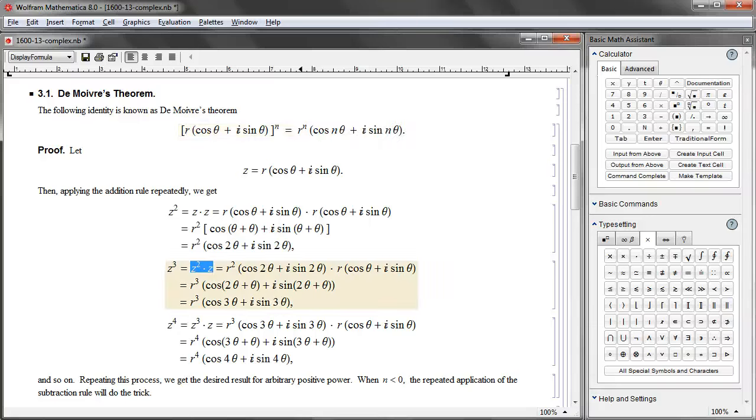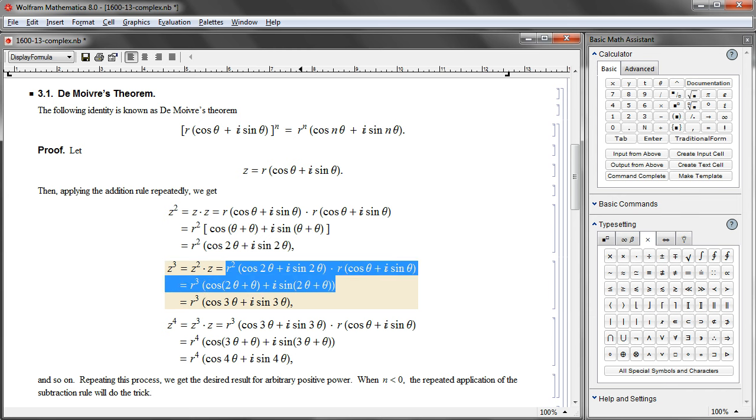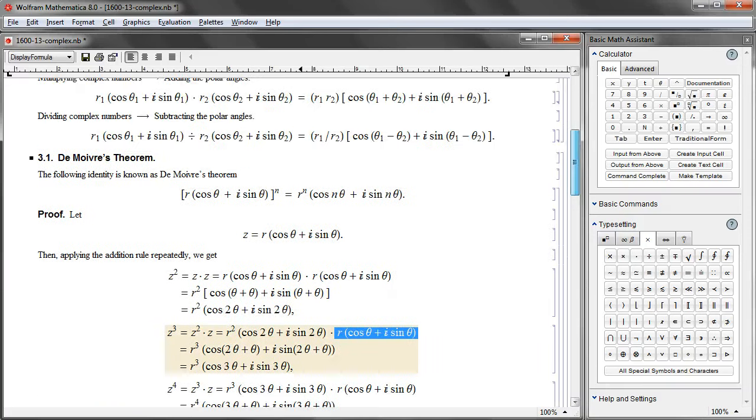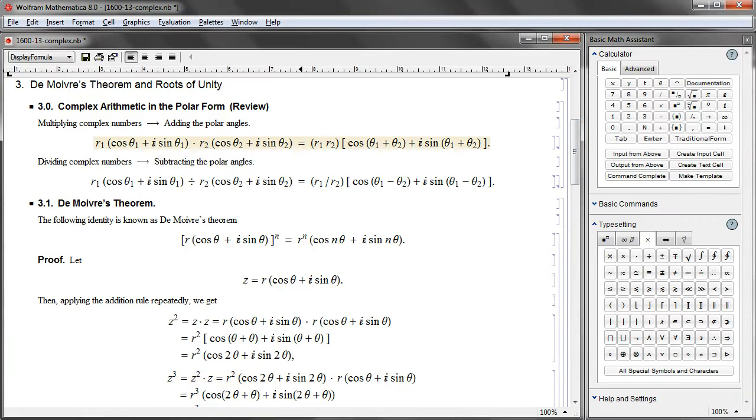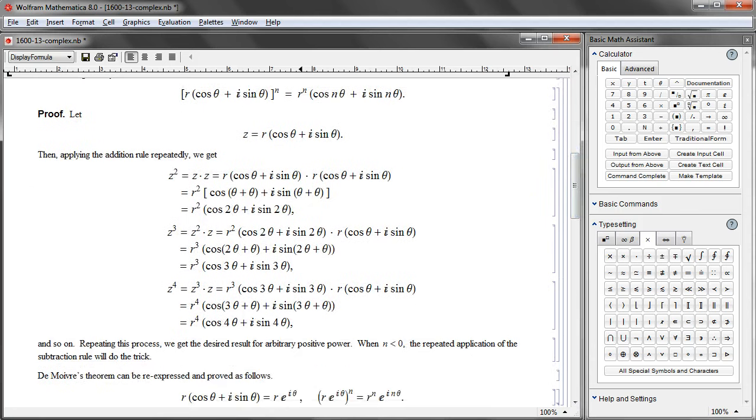That's z squared times z. So z squared is r squared times (cosine of 2 theta plus i sine of 2 theta), which we just proved. And z is r times (cosine of theta plus i sine of theta). Now we apply the same principle here again. Multiply the moduli and then add up the arguments. We get r squared times r, which is r cubed, and 2 theta plus theta, we get 3 theta.